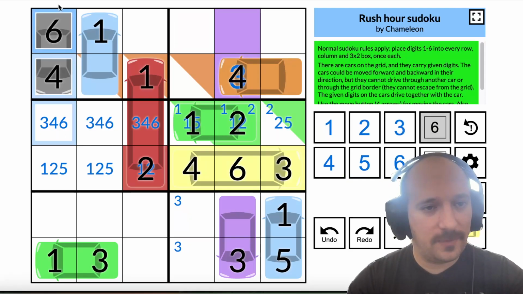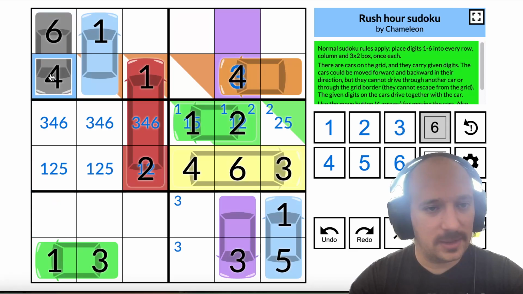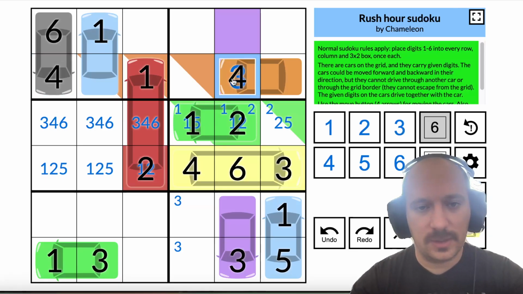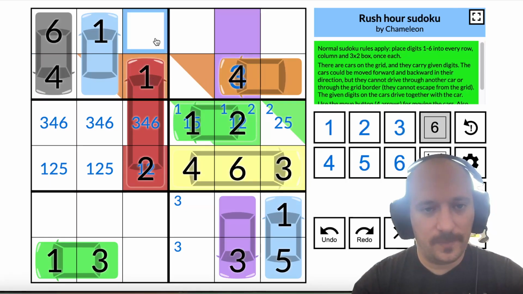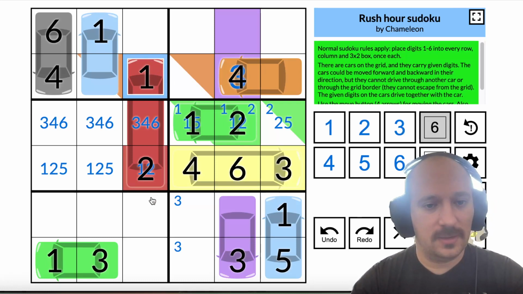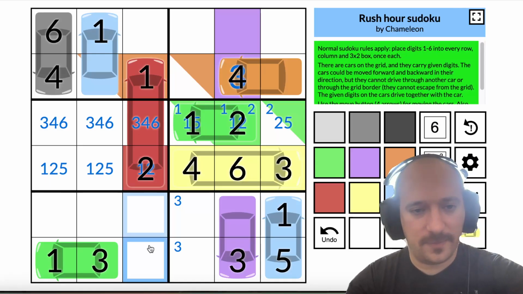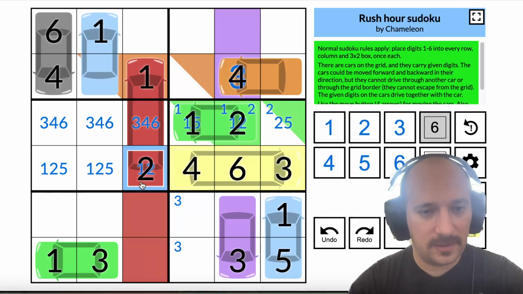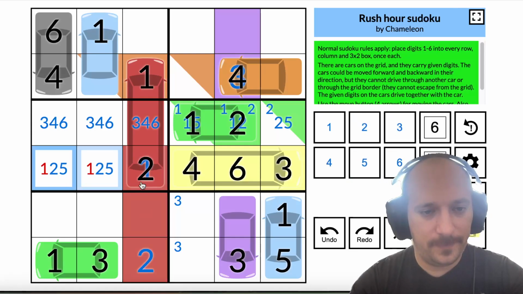Well, actually, we have this 4, 6 car in column 1, which tells us that we cannot have more fours in the column. So this one cannot go all the way there. So this cell actually is taken by the orange car, so we cannot have the red one here. So we have it exactly here. Done.